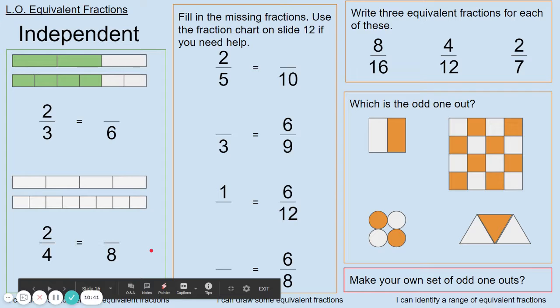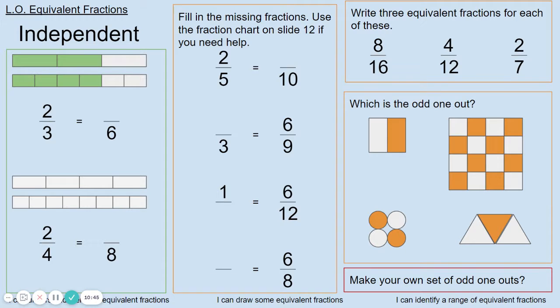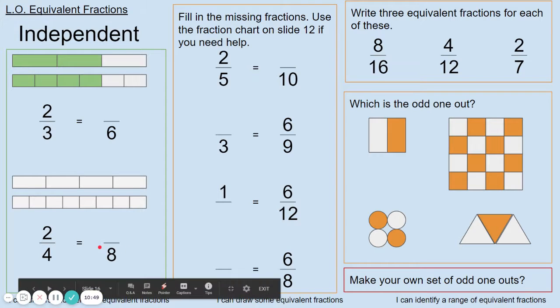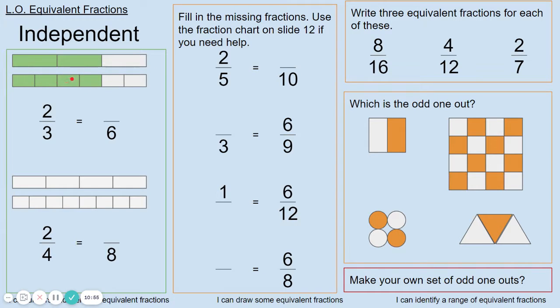Right, now it's 10 minutes of chatting. We are going to go into the independent challenge and see if you can work out some of these. So the independent challenge, you can start off with green. I've got the bar model here for you. 2/3 is equivalent to how many sixths?